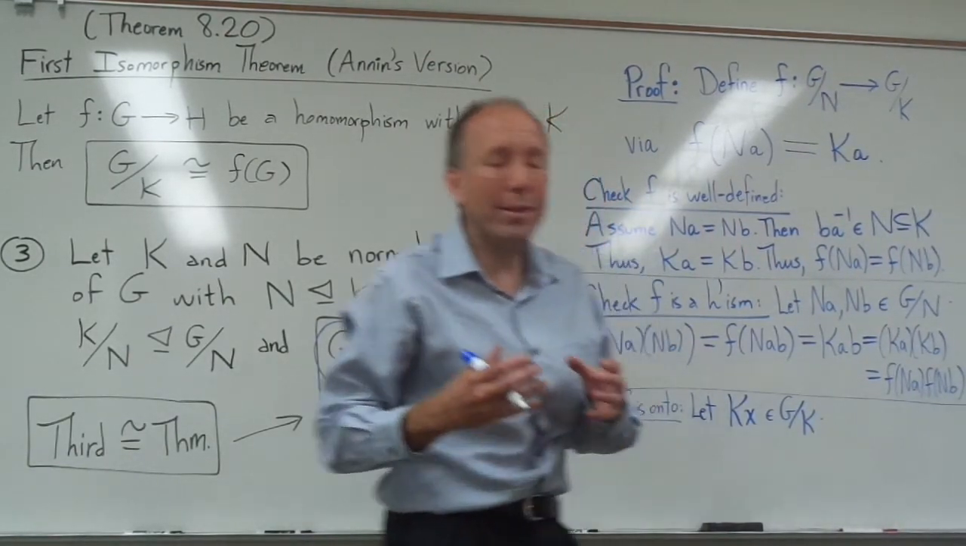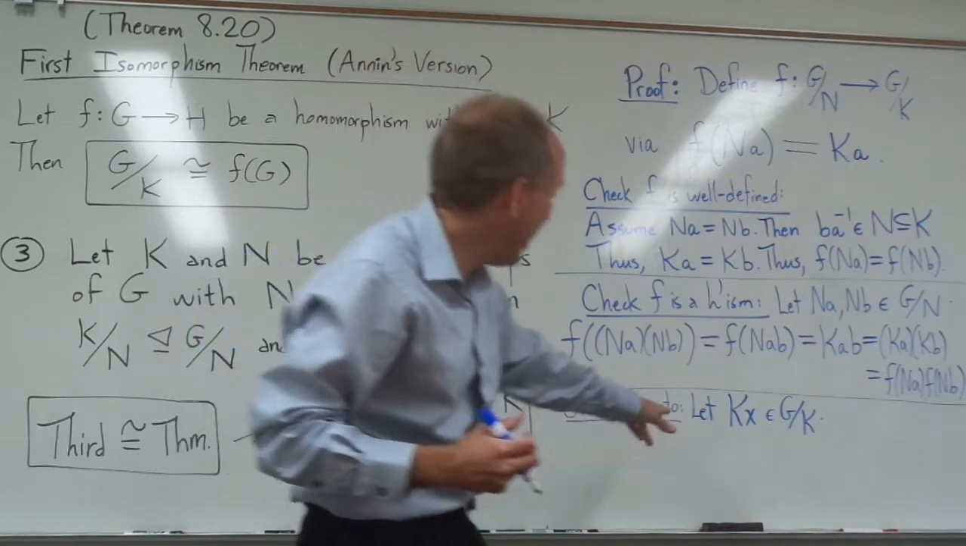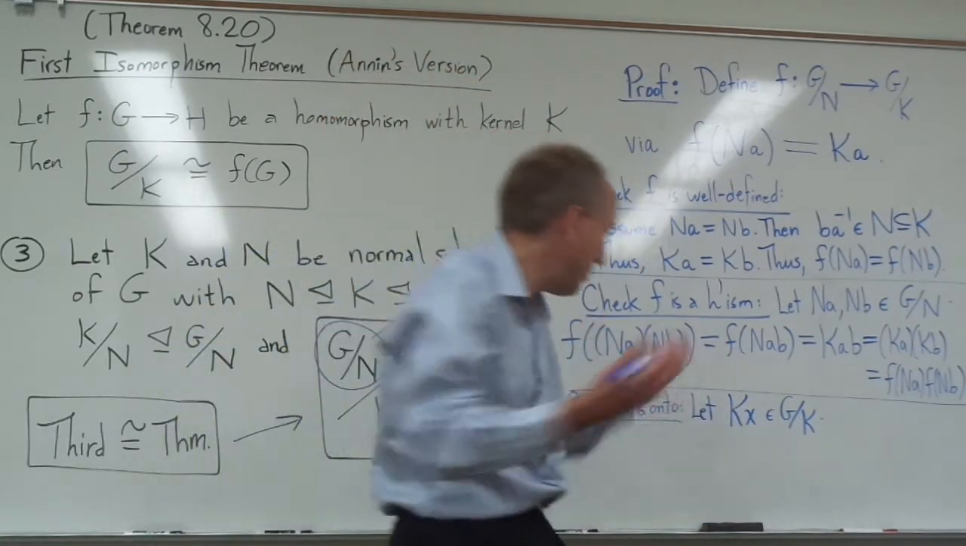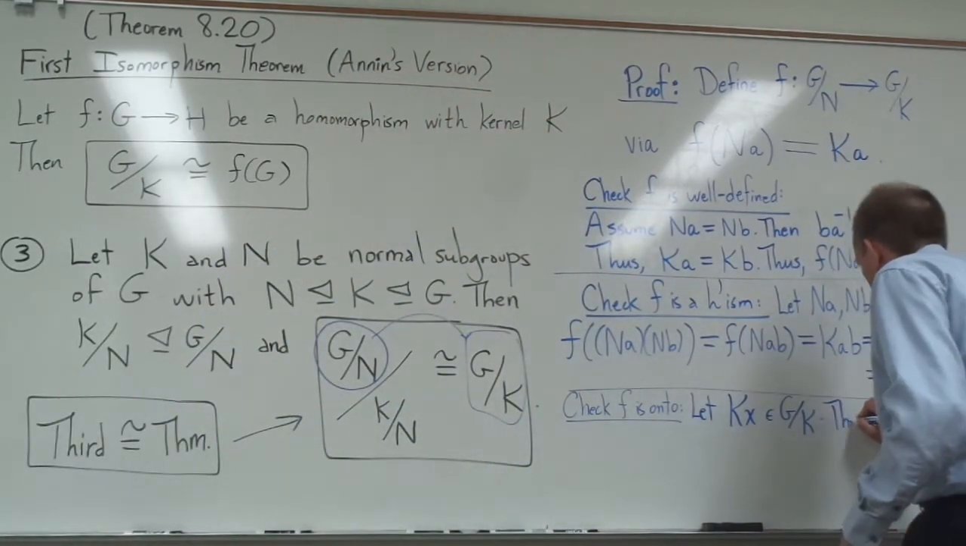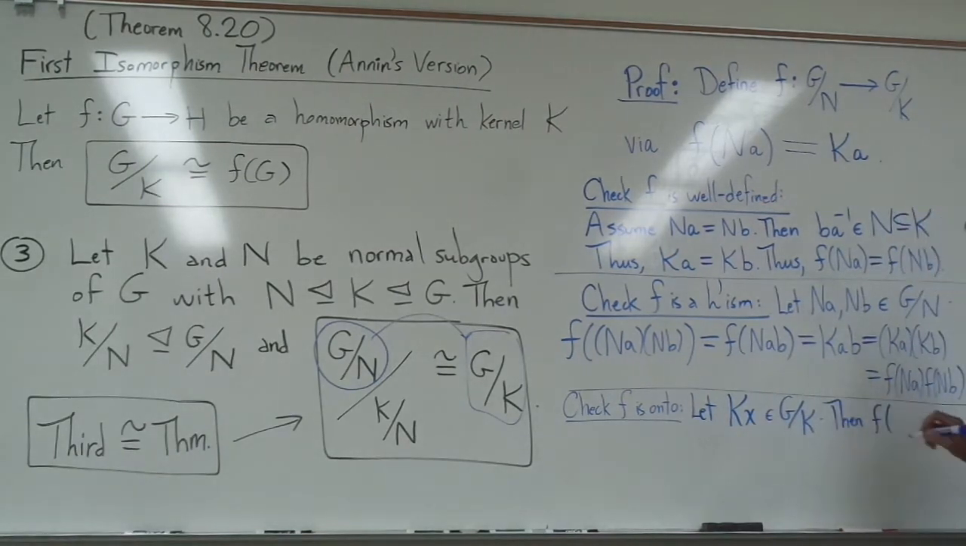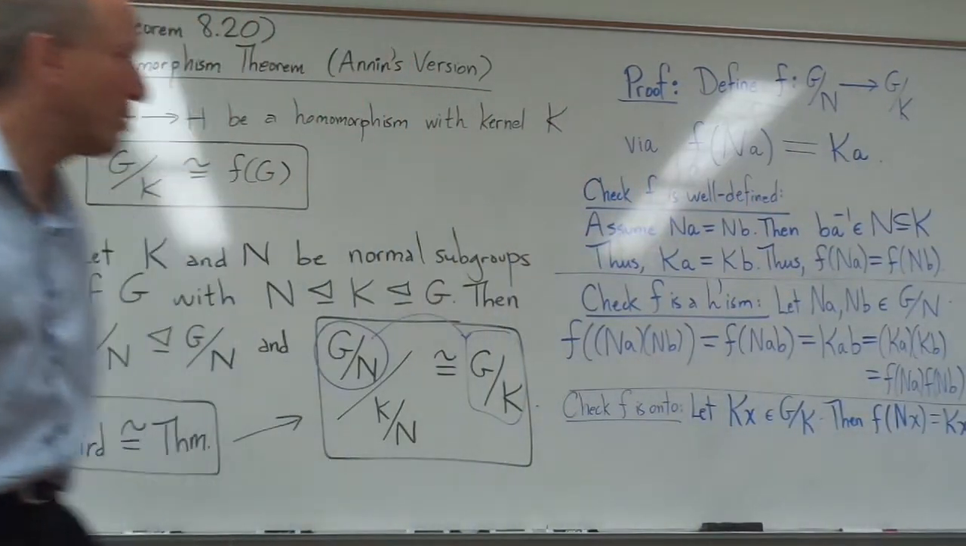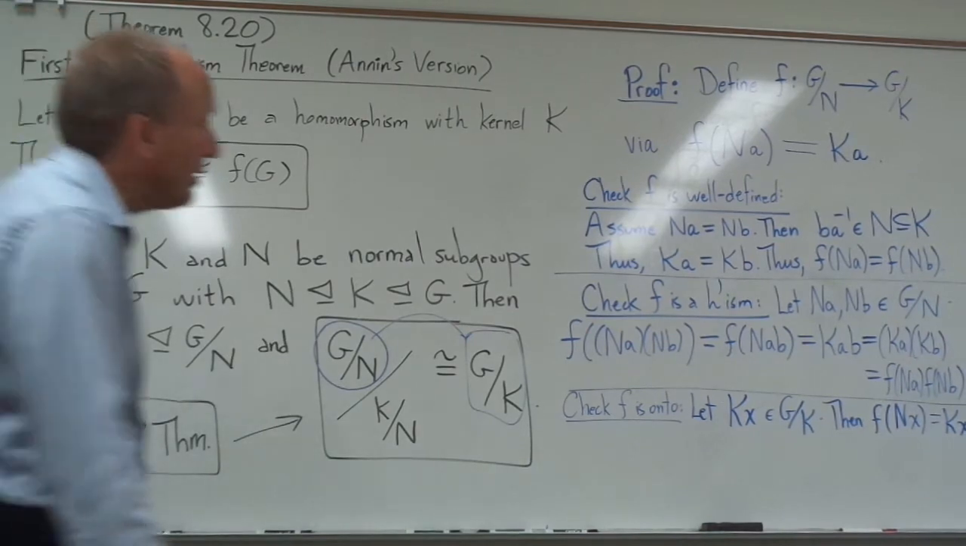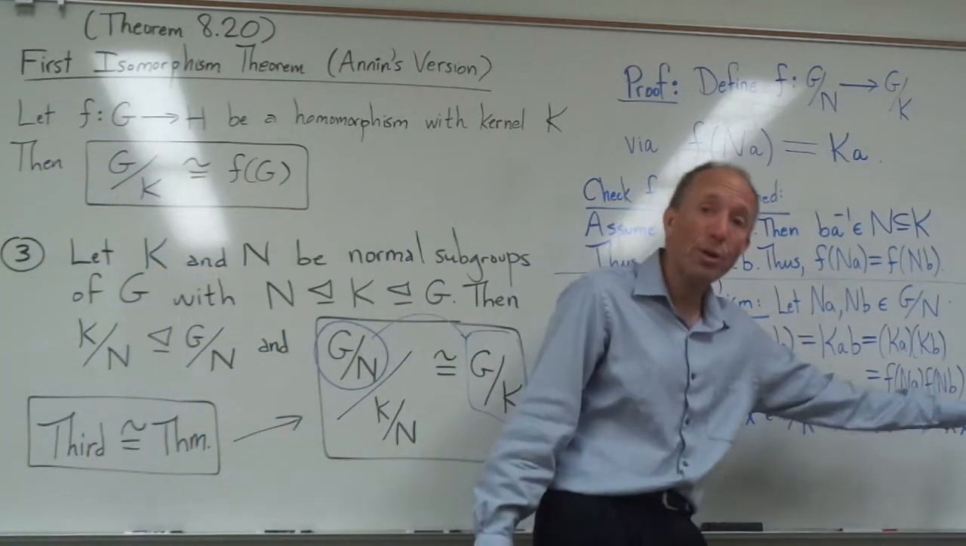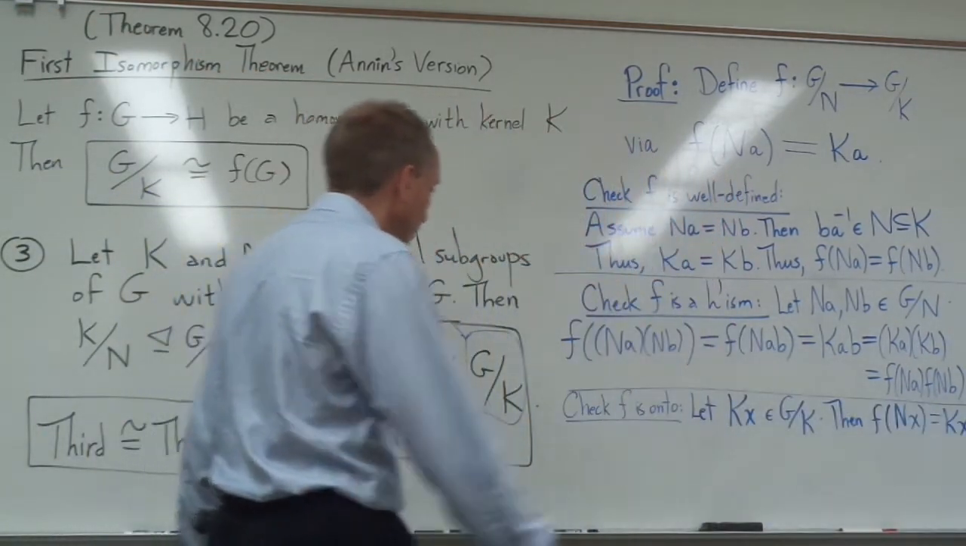Okay, but there's nothing to this, is there? If I take Kx as my coset, well, then I can just note that f would send Nx to Kx. Just put a little check there. That's all there is to that. So this is very easy to see that this is an onto homomorphism in this case.